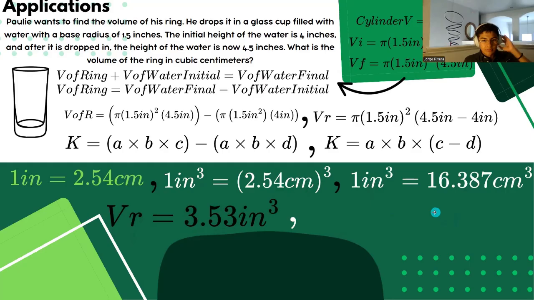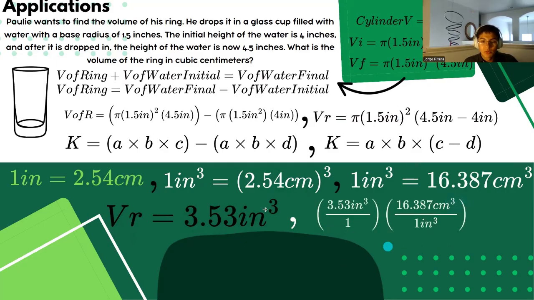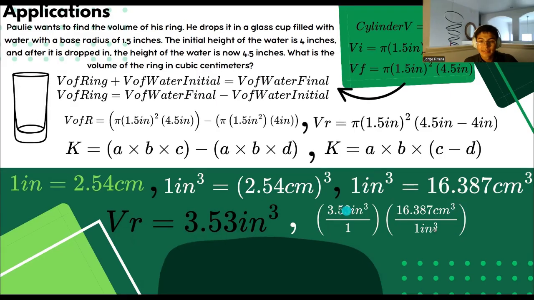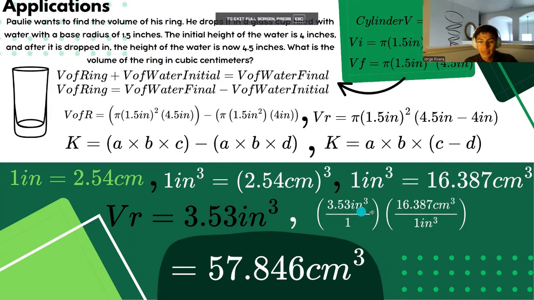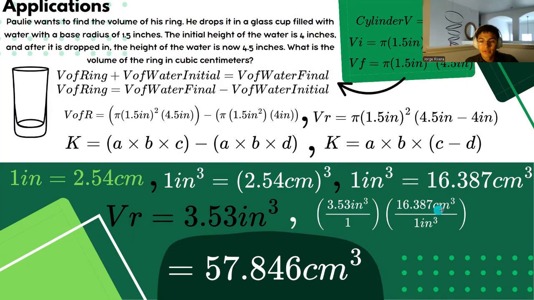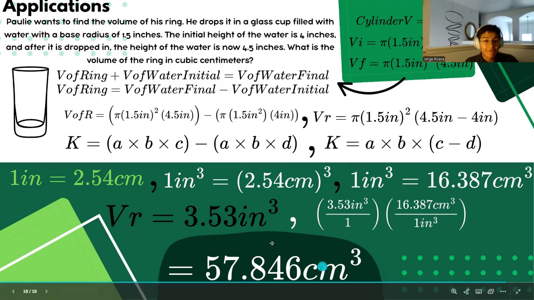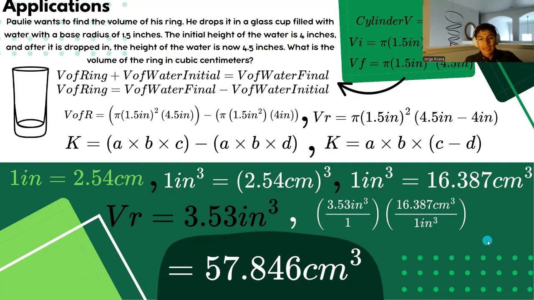So that means that the volume of the ring is 3.53 cubic inches, because it's whatever this is, right? The volume of the ring is this multiplied out. But we have this measure in inches, and we want it in centimeters, right? So we have to set up this and this in order to cancel them out. And so then we multiply 3.53 cubic inches by 16.387 cubic centimeters, and we have that the volume of the ring in cubic centimeters is going to be 57.846 cubic centimeters. So that's how we do it.